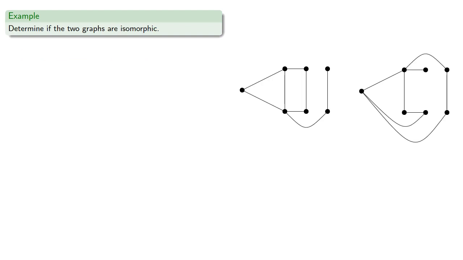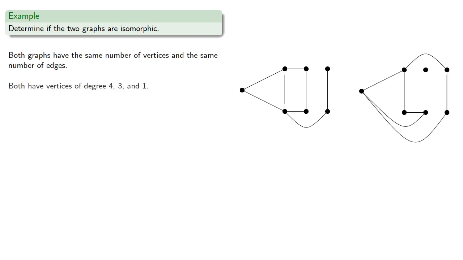What about these two graphs? So both graphs have the same number of vertices and the same number of edges. And both have vertices of degree 4, 3, and 1. And 3 vertices of degree 2. So they have the same number of vertices, edges, and their degree sequences are the same, so the two graphs must be isomorphic. Or are they?